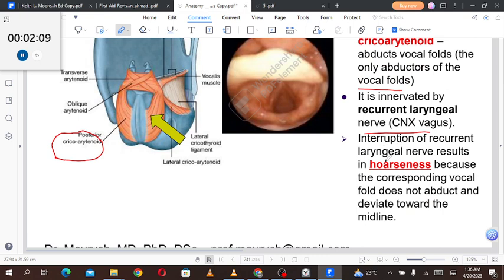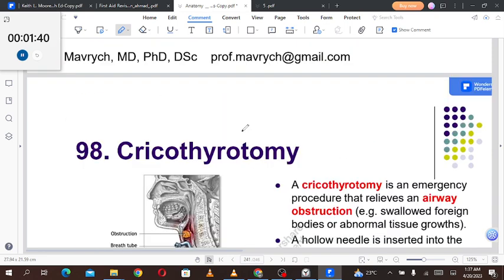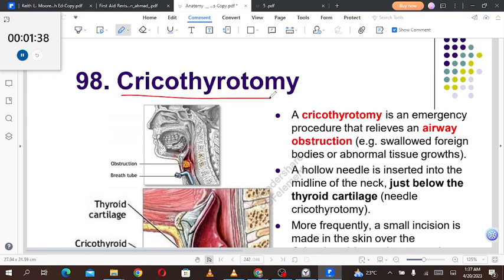Interruption of the recurrent laryngeal nerve results in hoarseness, because the corresponding vocal fold does not abduct and deviates towards the midline. Okay. So this is the lateral cricoarytenoid, and then we have the lateral cricoarytenoid ligament, the vocalis muscle, and the transverse muscle, and so on. Okay, moving to point 98, which is about cricothyrotomy.